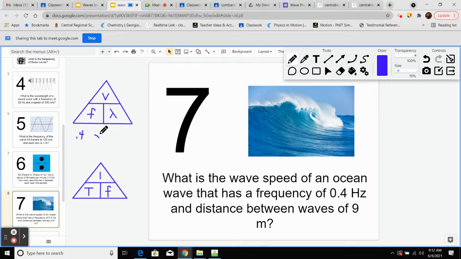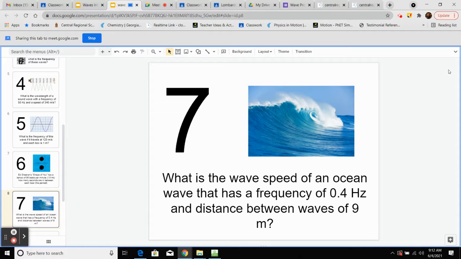Remember in the triangle, if they're next to each other, you multiply. If one is on top of the other, you divide. So whatever 0.4 times 9 comes out to be, guys, do that in your calculator. That will be your answer for number 7. You input that in the Google form for number 7. No units required. So 0.4 times 9. All right. Next one.